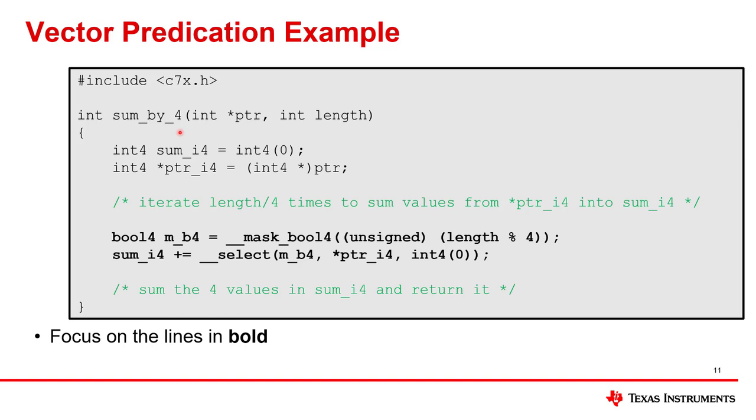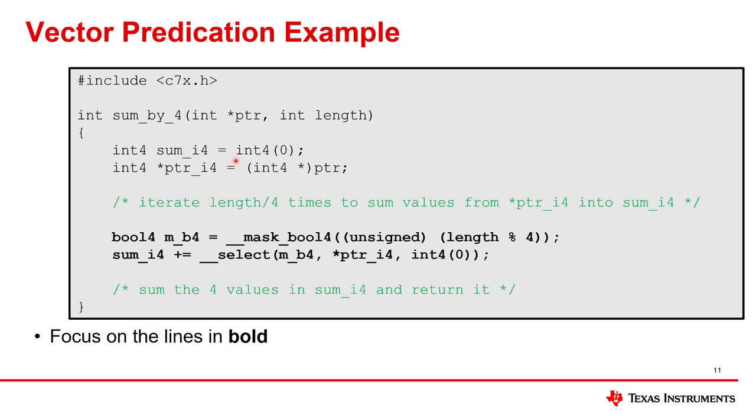This is not what you would do with a C7000 CPU. This is purely an example contrived to set up these lines so that we can talk about these lines in detail. But you do need to understand a little bit about it.